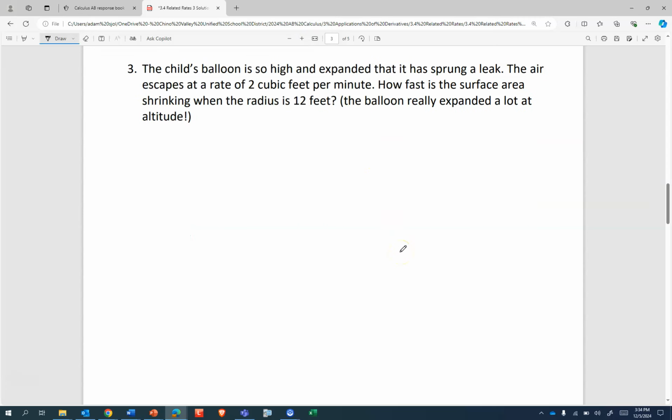Okay, the child's balloon is so high and expanded that it has sprung a leak. The air escapes at a rate of 2 cubic feet per minute. How fast is the surface area shrinking when the radius is 12 feet? Yeah, that's a really big balloon.